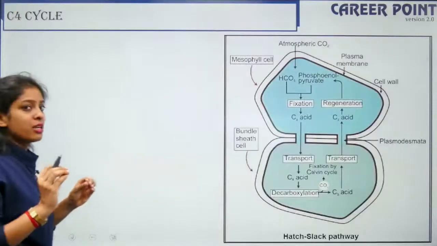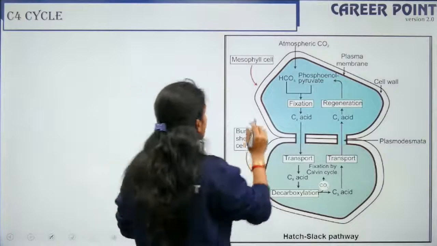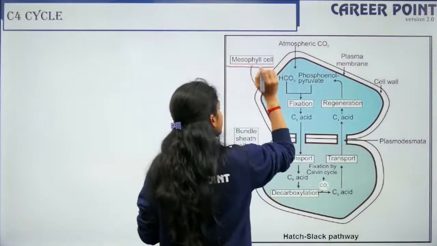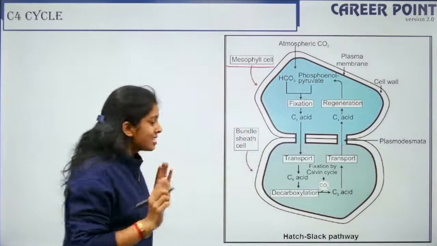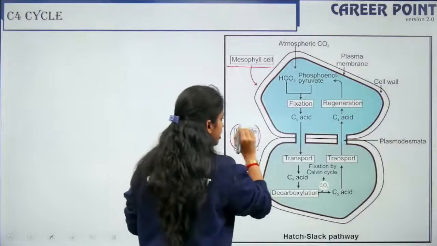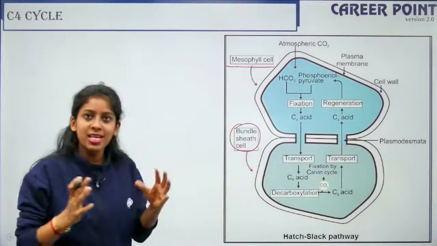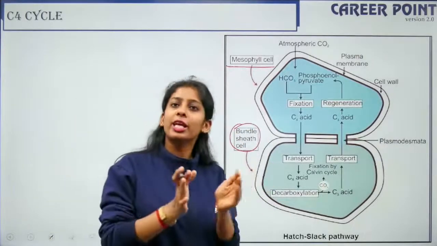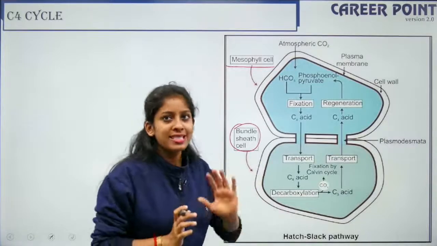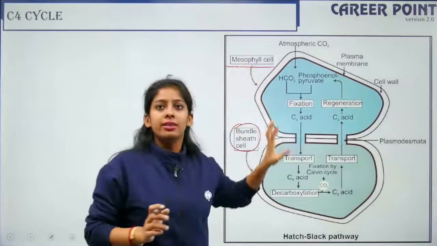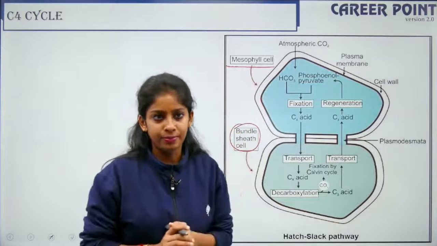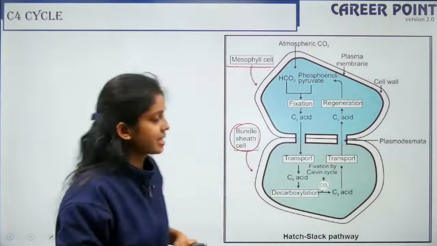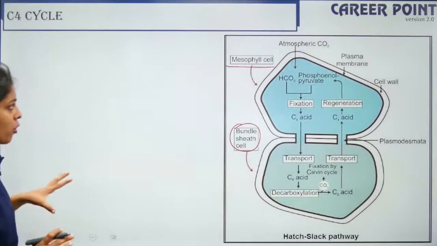How does the C4 cycle happen? The C4 cycle first happens in the mesophyll cell. Second, it happens in the bundle sheath cell. Mesophyll cells and bundle sheath cells are very close by. So first it happens on the outer layer, then it moves to the inner layer. Clear? Yes? Okay.